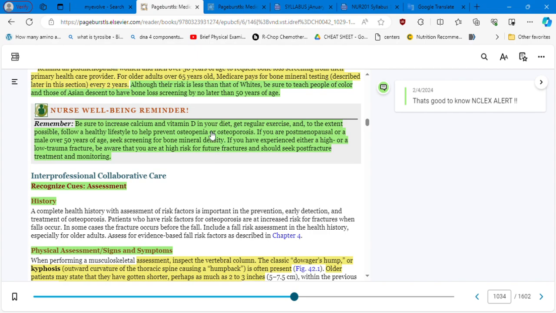So get your vitamin D, your calcium, regular exercise, and to the extent possible, follow a healthy lifestyle to prevent osteopenia or osteoporosis. If you are postmenopausal or a male over 50 years of age, seek screening for bone mineral density. If you have experienced either a high or a low trauma fracture, be aware that you are at high risk for future fractures and should seek post-fracture treatment and monitoring. Okay.